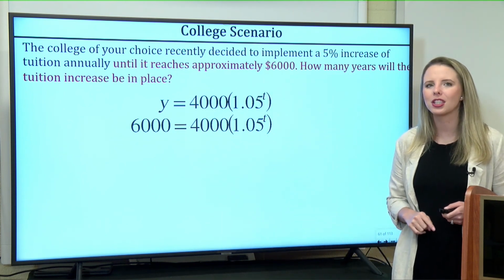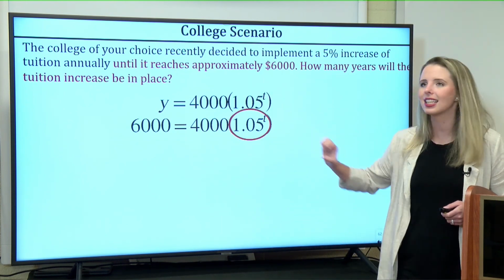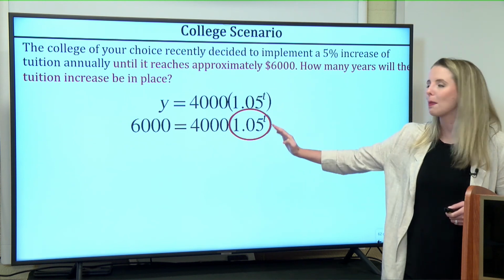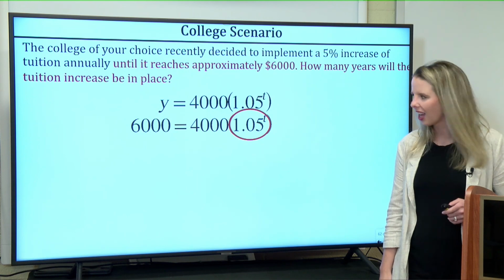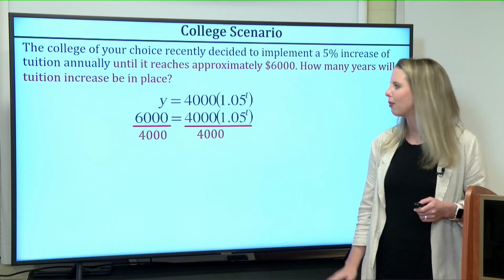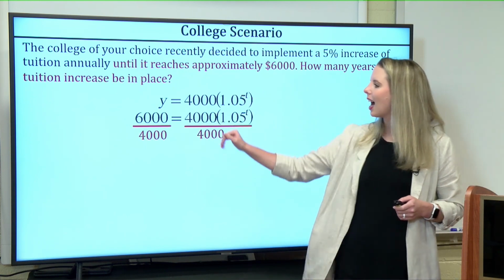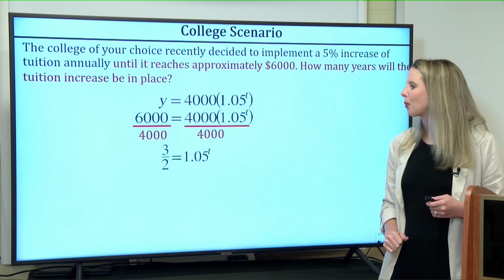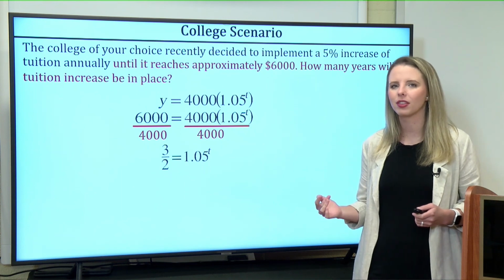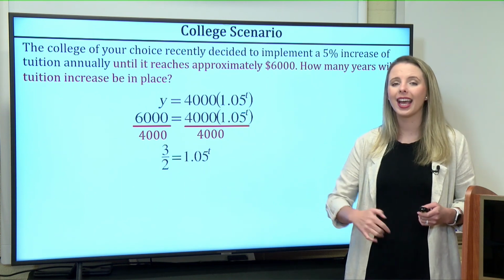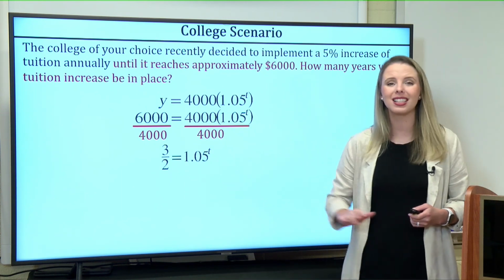Remember, our first step to solve an exponential function is to isolate our exponent and our base. So how are we going to isolate 1.05? Divide both sides by 4,000, exactly. 6,000 divided by 4,000 is going to reduce to 3 halves. So 3 halves equals 1.05 to the t. Okay, and then our base and our exponent are isolated.